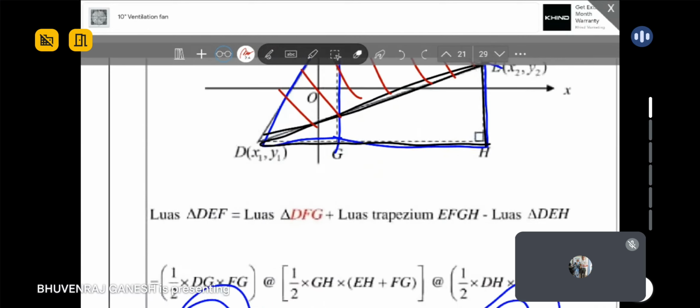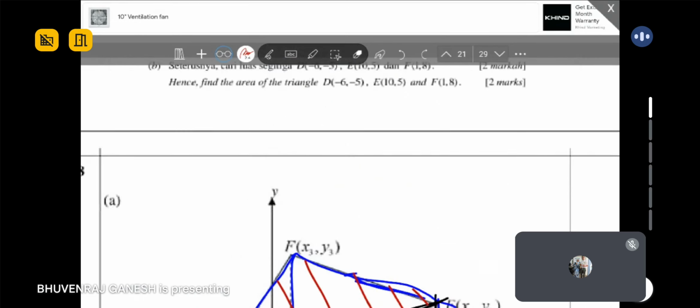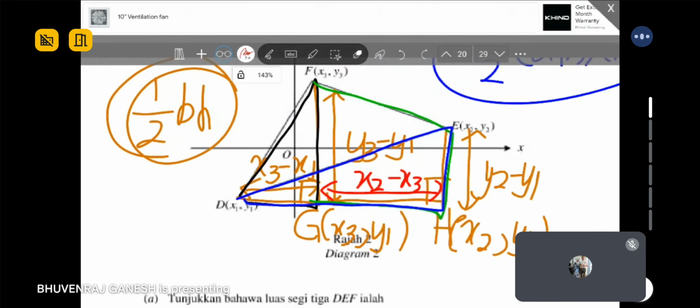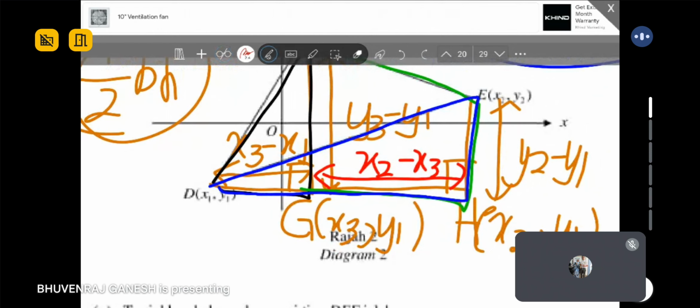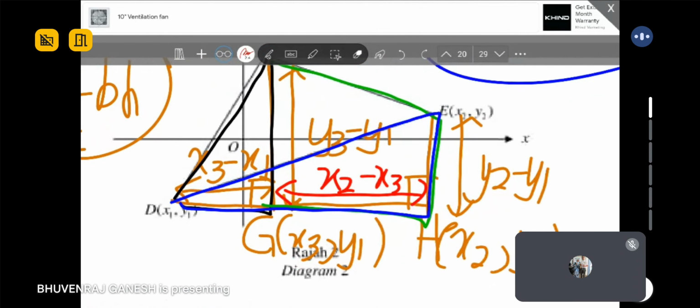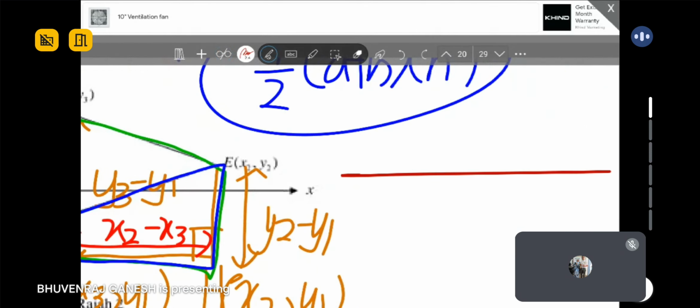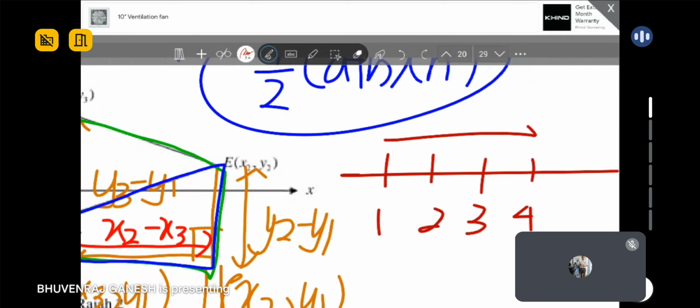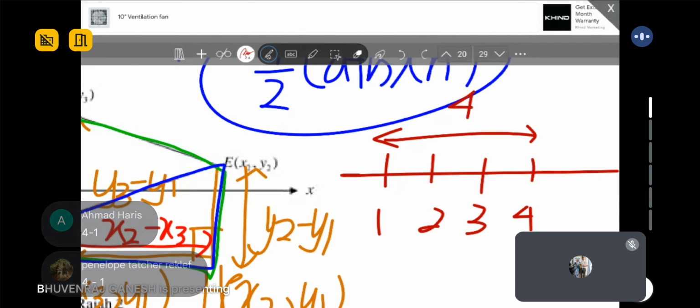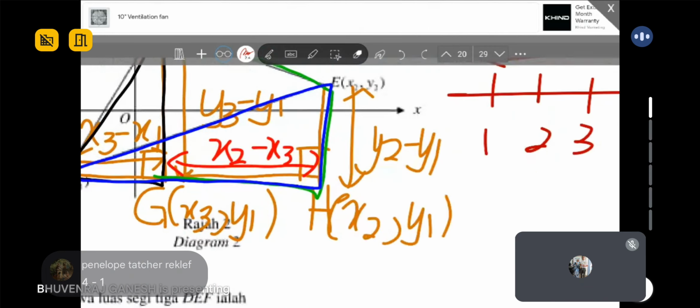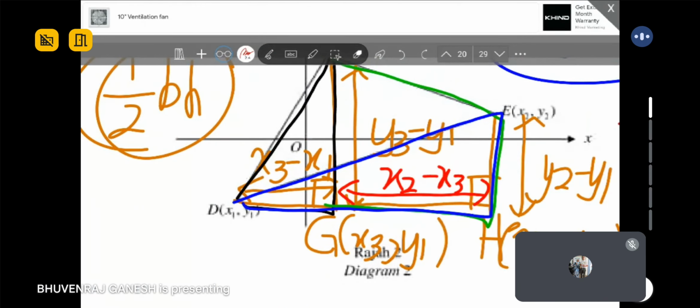So saya tak faham kenapa X3 tolak X1. X3 tolak X1, sebab, okay Ahmad, common sense, logik saja. Let's say saya ada satu garis nombor 1, 2, 3, 4. Macam mana saya cari jarak ni Ahmad? Boleh saya tahu? Jangan bagi tahu jawapan terus. Bagi saya langkah kerja. Macam mana kamu cari? What is your working, guys? To find the distance of 1 and 4. Yes, 4 minus 1. Kamu bagi tahu kan? 4 tolak 1.